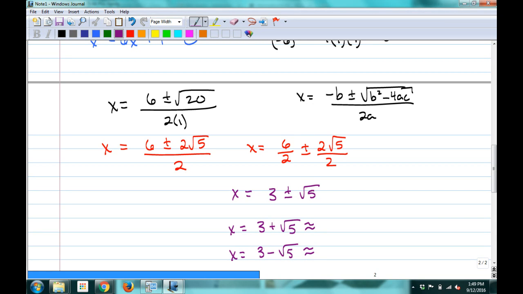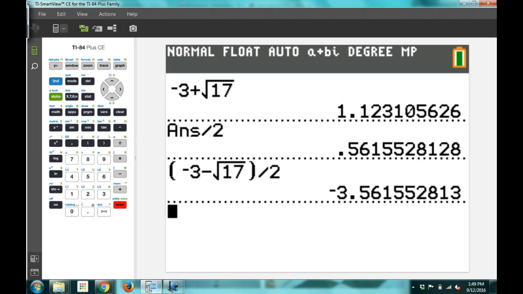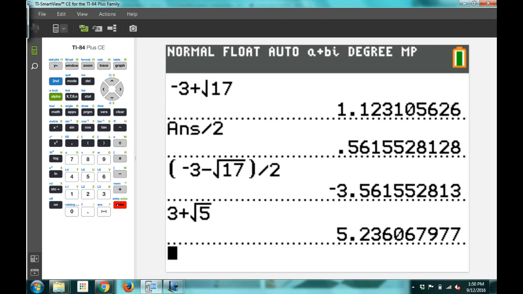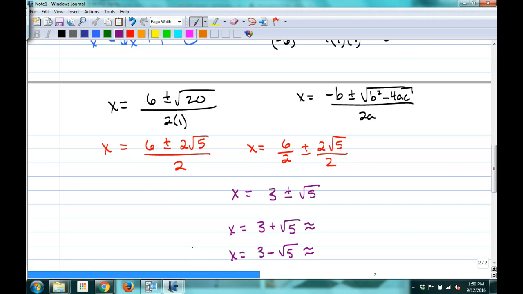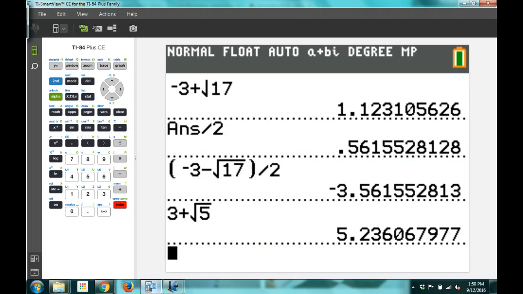We do need to know where 3 plus radical 5 is. So calculator time. I don't know my square root of 5. Plus square root of 5. There's no division on this one because I simplified it already. So 5.24. And then I need to do 3 minus square root of 5.